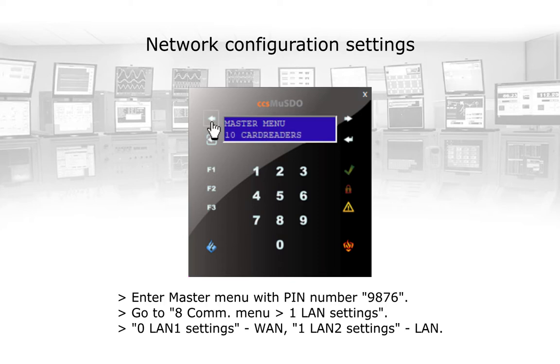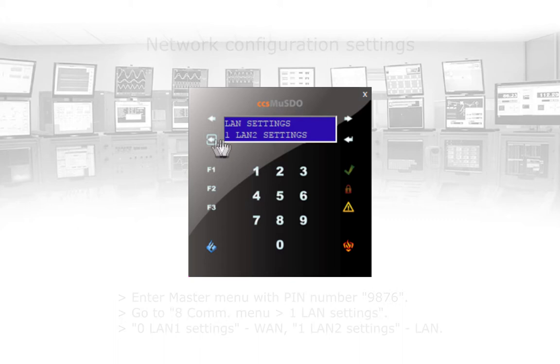Find the Communications menu and then select LAN settings. In here, WAN and LAN settings can be configured. It is recommended to use the WAN port to connect to outside software such as WinCCS and CredoID, while the LAN port should be used for connected modules. To configure WAN settings, choose LAN 1 settings, and to configure LAN settings, select LAN 2 settings. I already have WAN settings configured and connected to my PC for this tutorial.